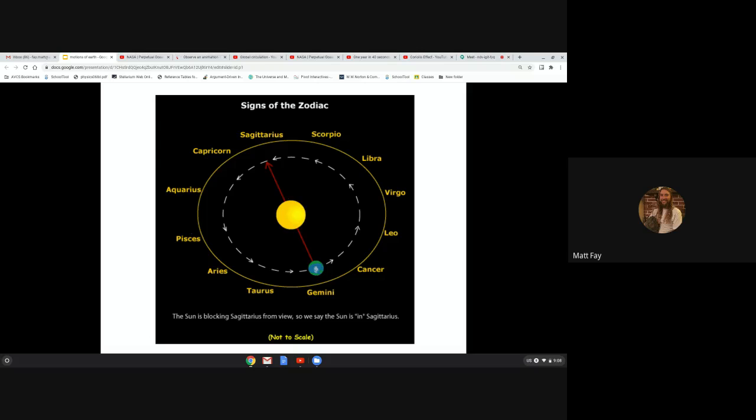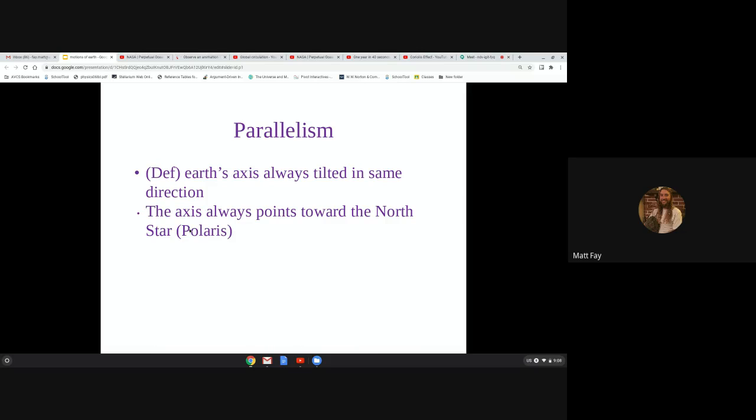Similar graphic. Okay, another term we have to throw in here is called parallelism. Basically what that means is that the Earth's axis doesn't actually wiggle back and forth towards and away from the sun. It actually is always parallel to itself in the orbit. And what happens is because we're revolving, its position relative to the sun changes.